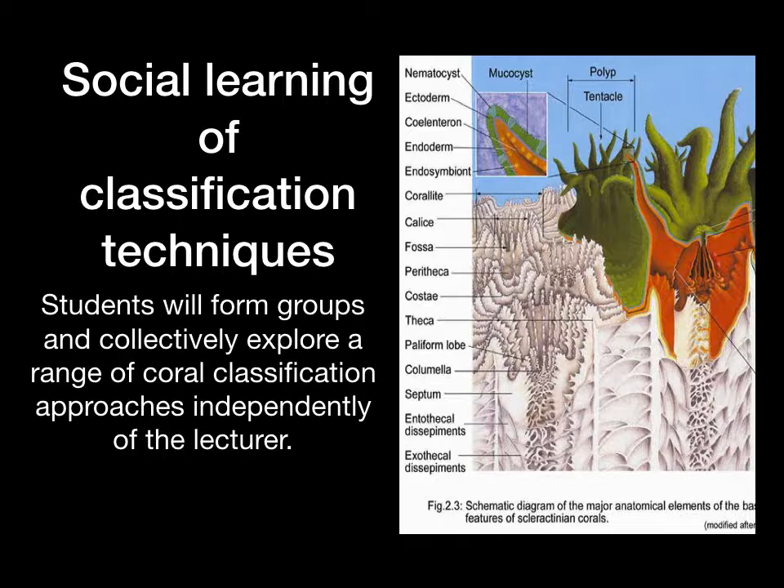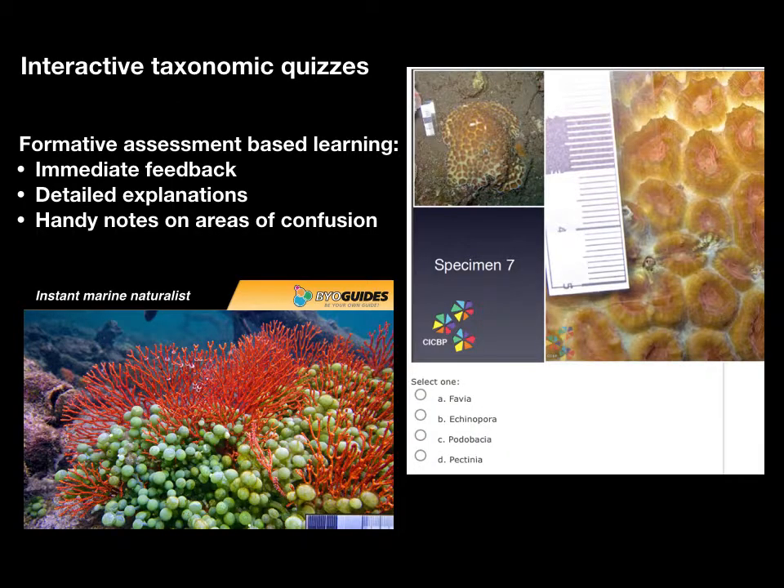We're then going to have social learning of classification techniques, and here we're going to get students to form groups independently of the lecturer and collectively explore a range of coral classification approaches. Here we're going to be using a number of resources, particularly a book called the BYO Guides on coral reefs.